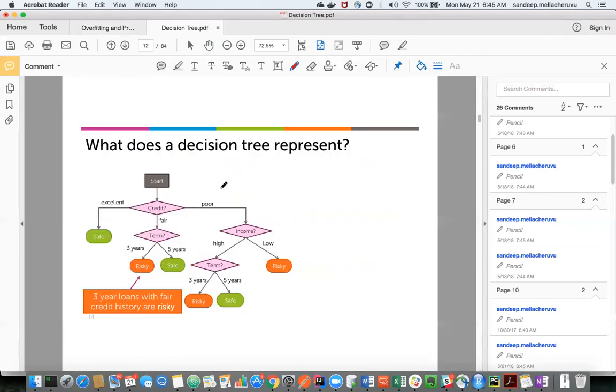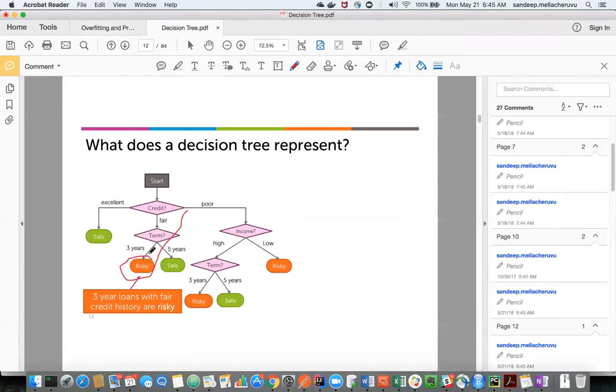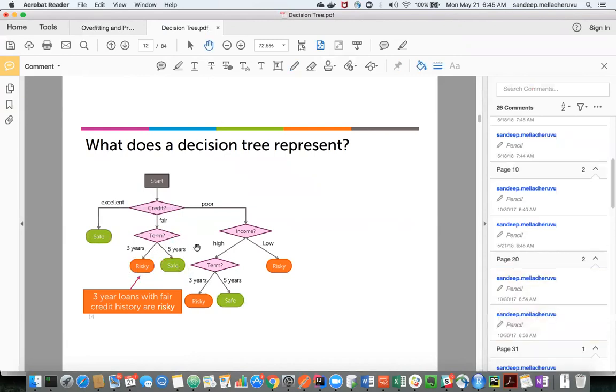Now, what does this decision tree represent? It finally represents a series of conditions. Based on each condition, you take a different branch, and finally you arrive at some conclusion. That conclusion is either the loan is safe to give or risky to give in this case. So you get to some conclusion.